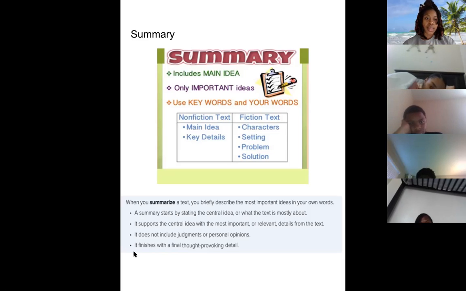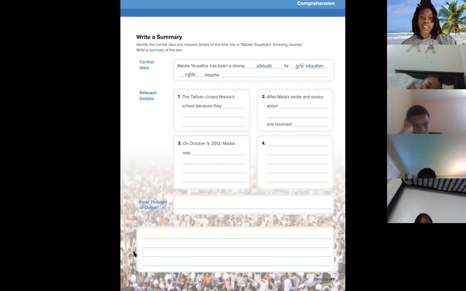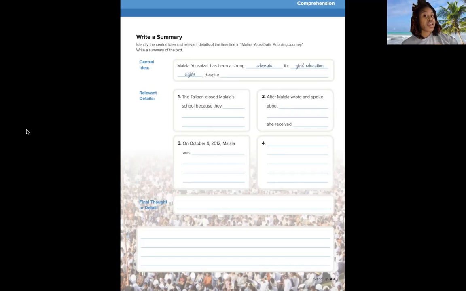All right, Kylie, read the last one. It finishes with a final thought-provoking detail. Yeah, so it finishes with a final thought-provoking detail. All right, so we are going to look at this activity here, and we're going to fill this out together, okay? So we read the story, Malala Yousafzai's amazing journey, and now we're going to write a summary to check our understanding of what we read, okay?